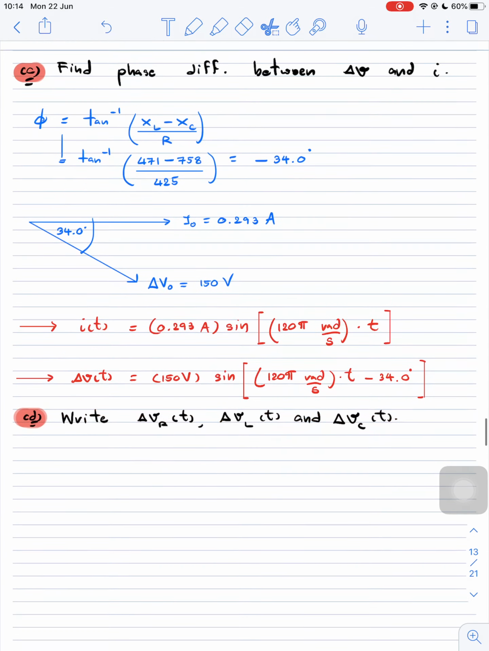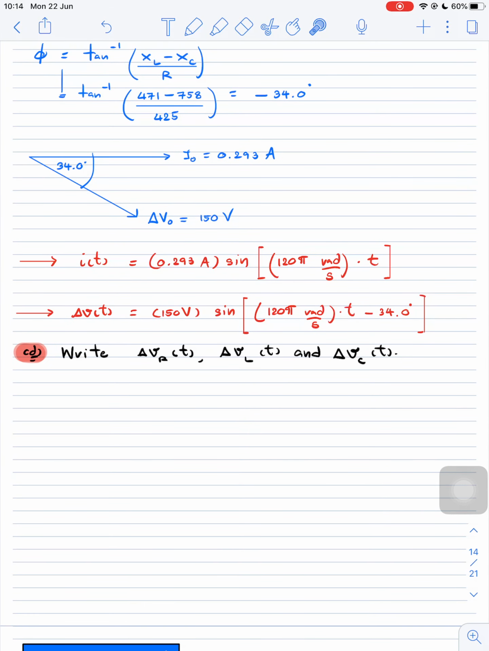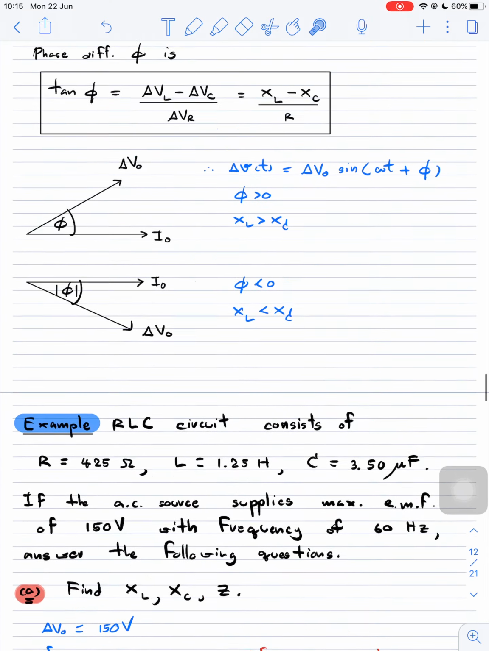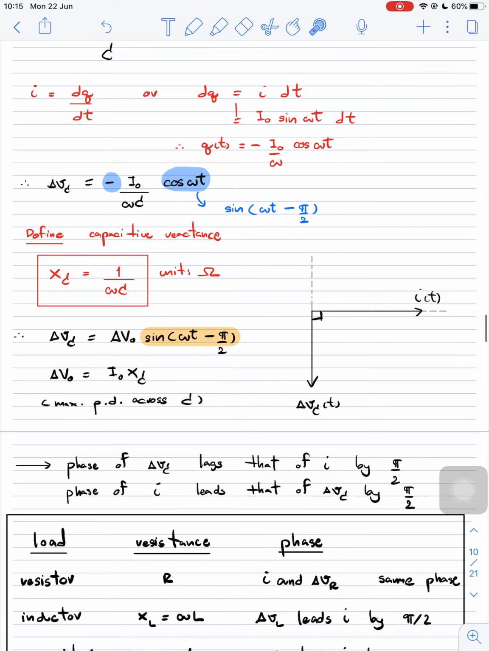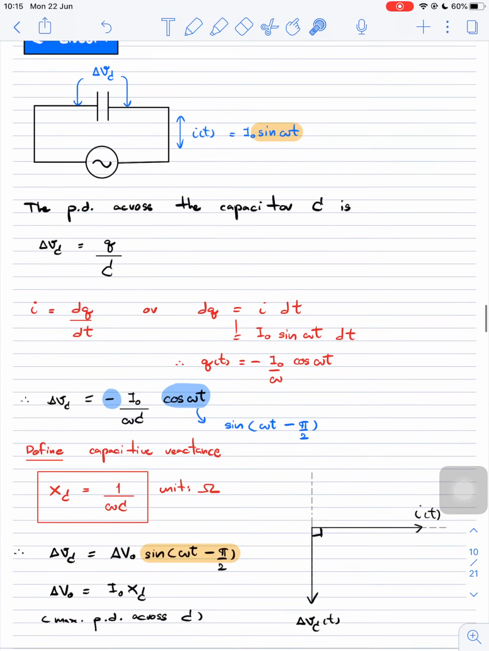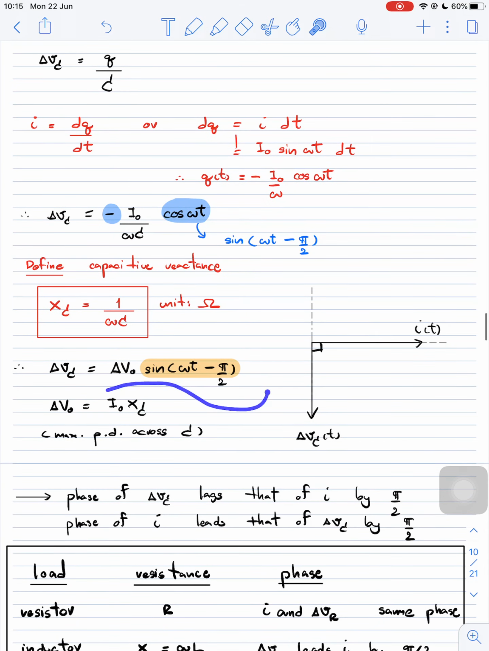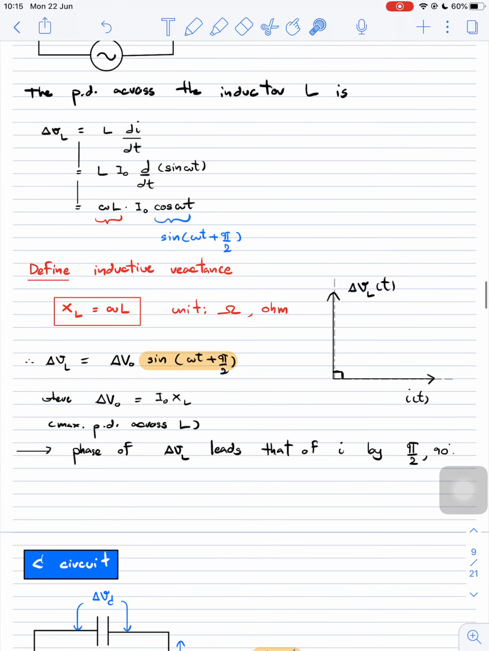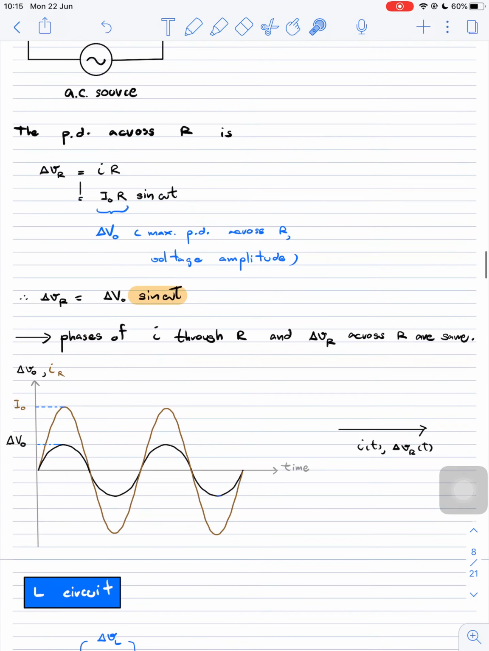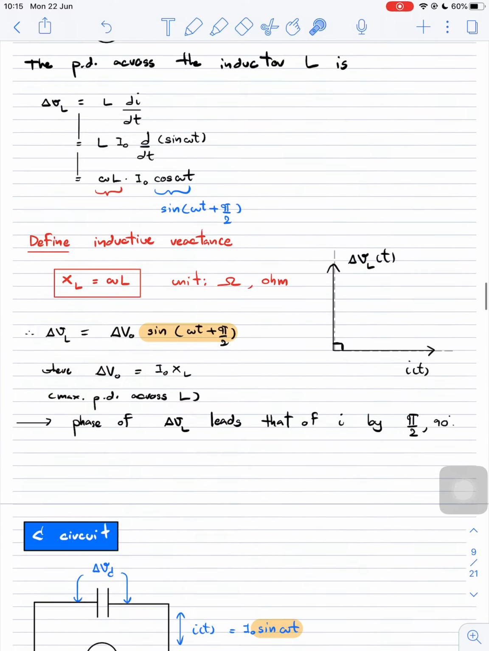Okay, so now for part D, we just want to write down delta VR, delta VL, and delta VC as a function of the current. We write something like this. So this is delta VC in terms of the time, this will be delta VL in terms of the time t, and this will be delta VR in terms of the time t as well. Let's start from delta VR first.